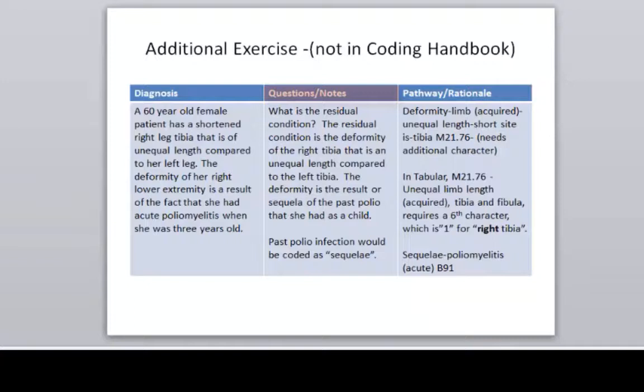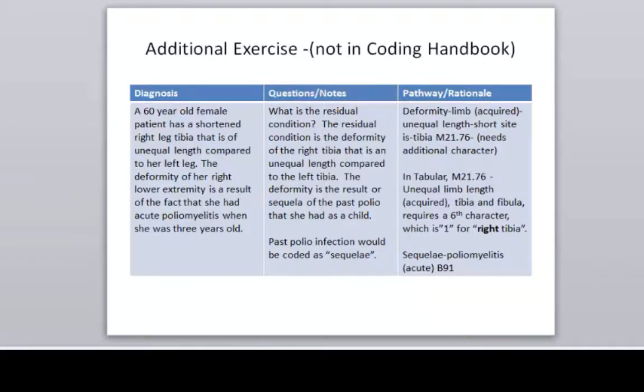And the deformity is the result of the sequela. The deformity is the result, or the sequela, of the past polio that she had as a child. So that past polio infection would be coded as a sequela.